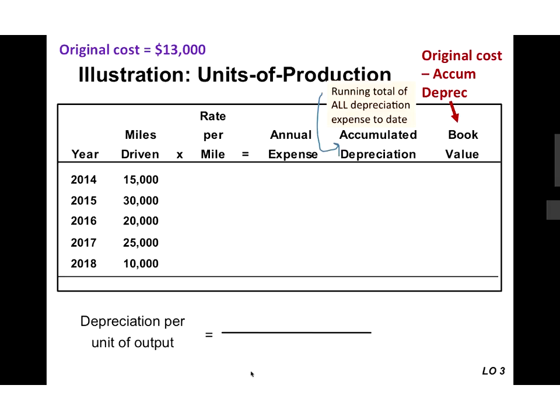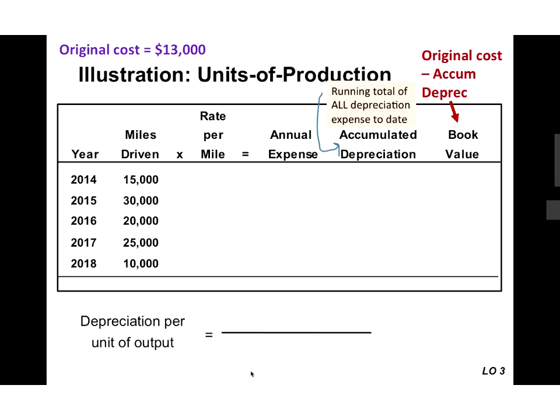Okay, so we have our table done. The first thing we're going to do is figure out our depreciation per unit of output. Now I put depreciation per unit of output. It's depreciation per mile because they're telling us that we're using units of production and they give us miles. So that's depreciation per mile.